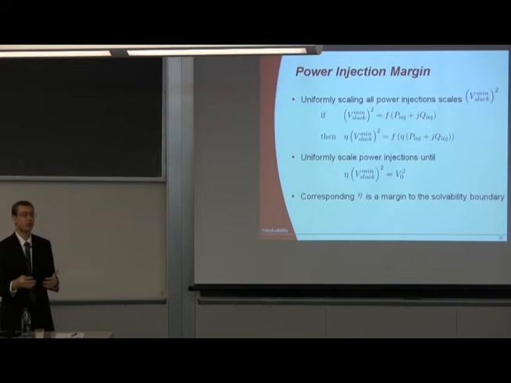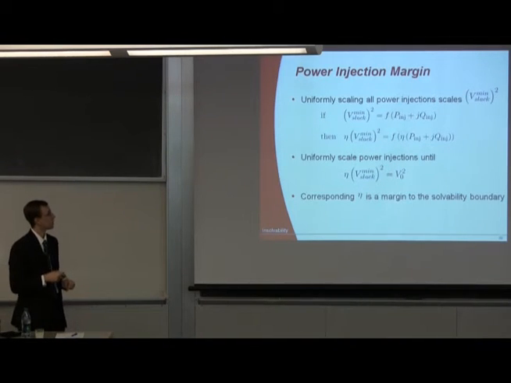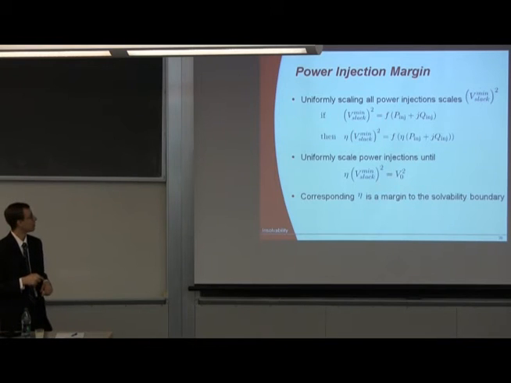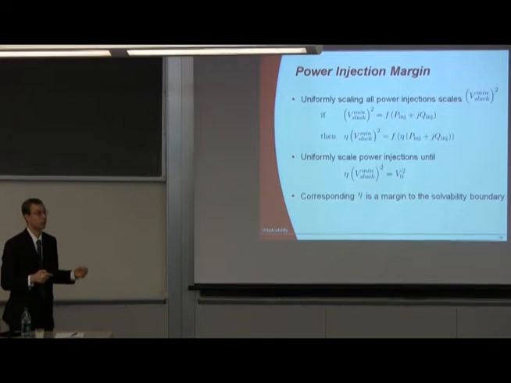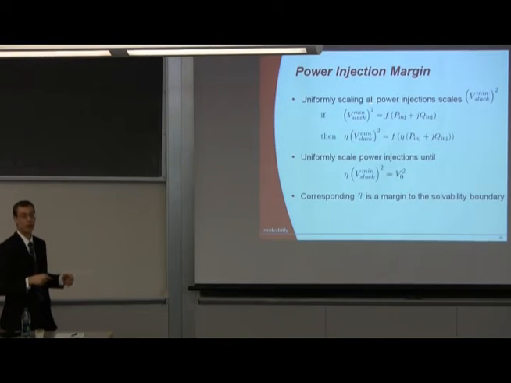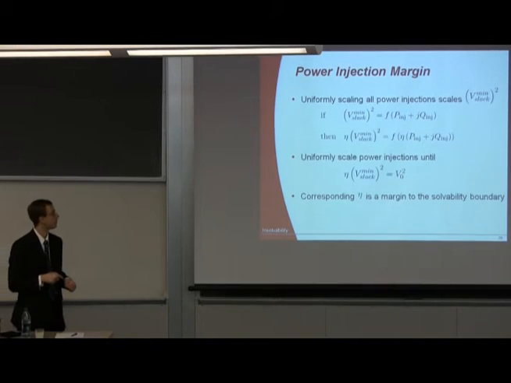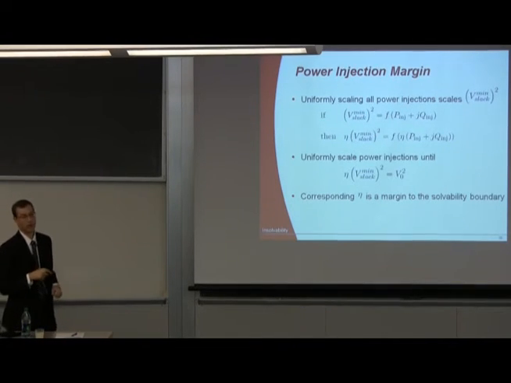So now we'd like to answer this question, how far away are we from having a solution? So what we've come up with is what's called a power injection margin. What we say is the power flow equations have this quadratic property. If we scale all of our power injections, so say our optimization is some function of the power injections, this minimum slack bus voltage, then due to the quadratic nature of these equations, if we scale the power injections by this factor eta, this minimum slack bus voltage squared also scales by this factor eta.